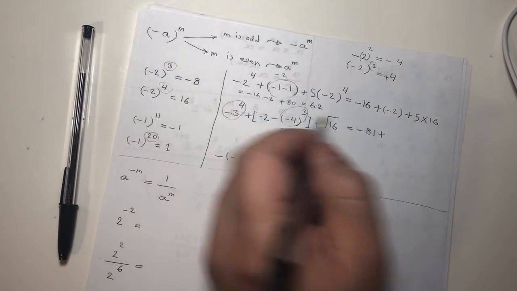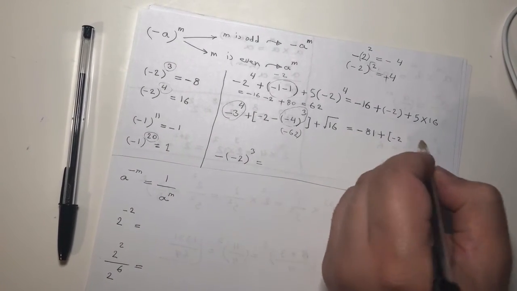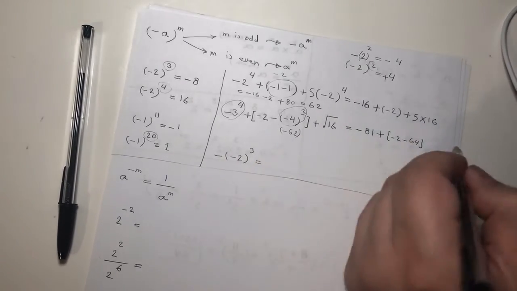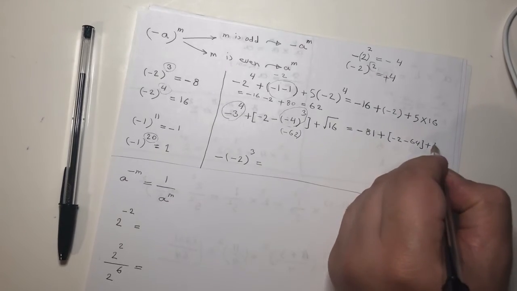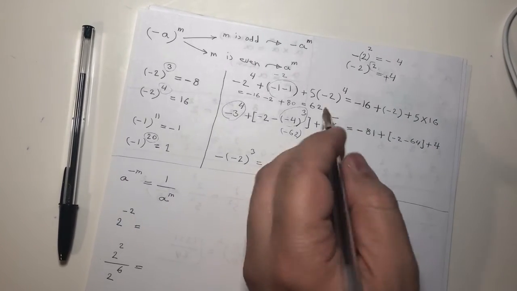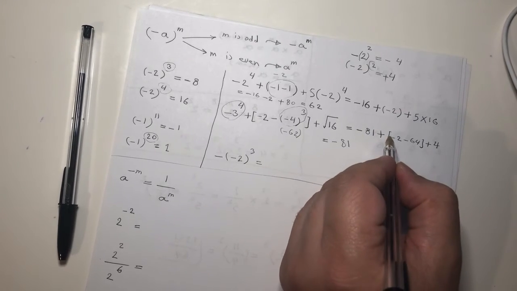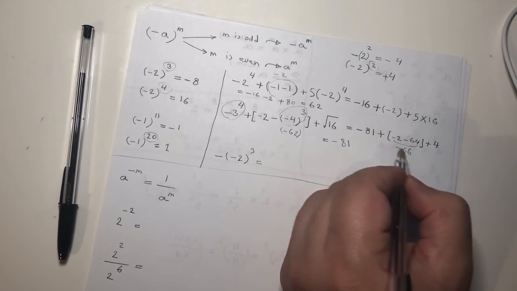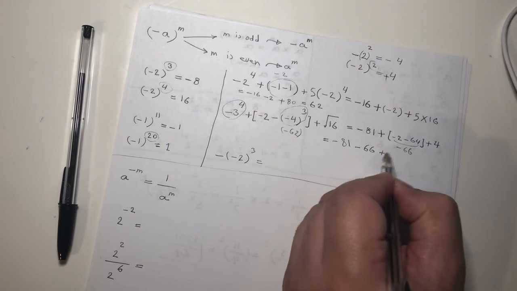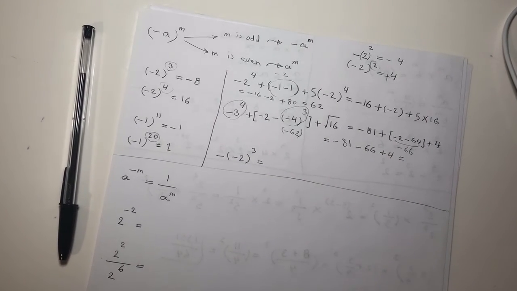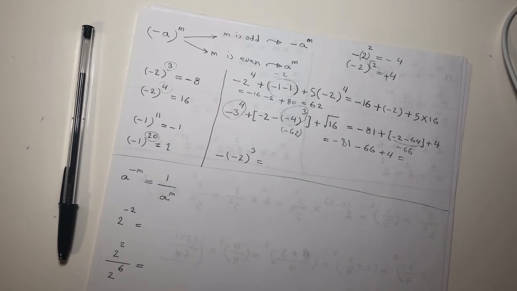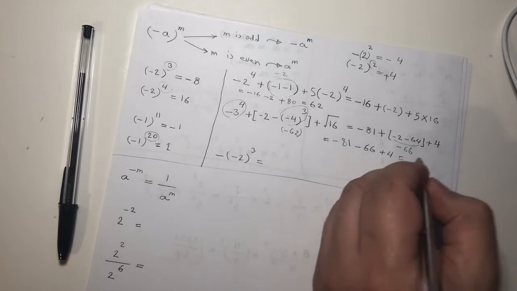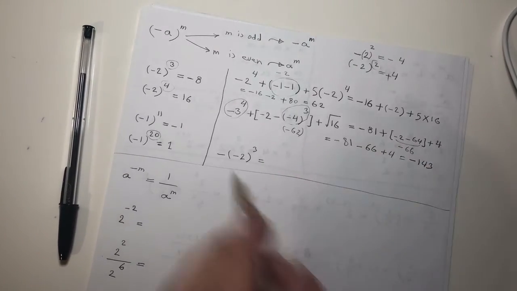So minus 81 plus, here we have a minus 2, minus 64, plus square root of 16, which is 4, right? So the result is minus 81, minus 2 minus 64 is minus 66, and minus 66 plus 4. Okay, so the result would be minus 81 minus 66 plus 4, which is minus 143.